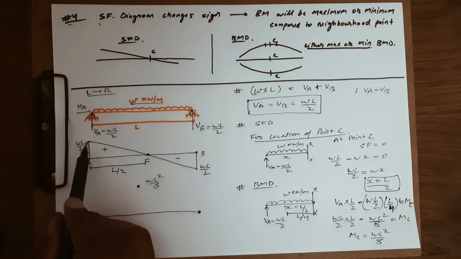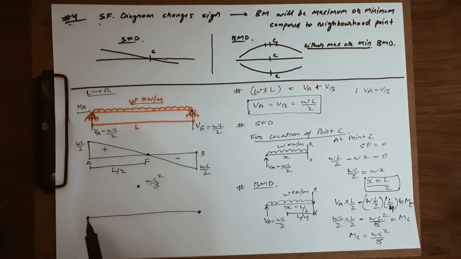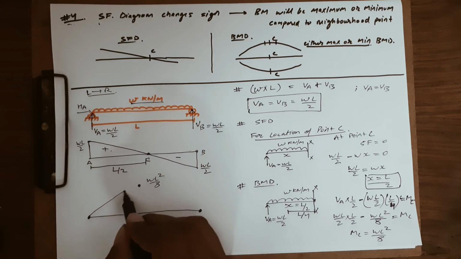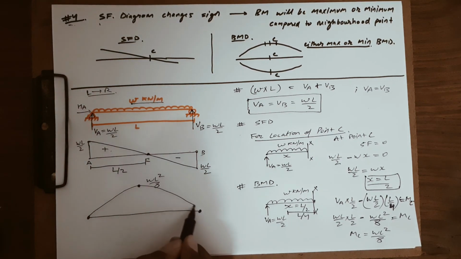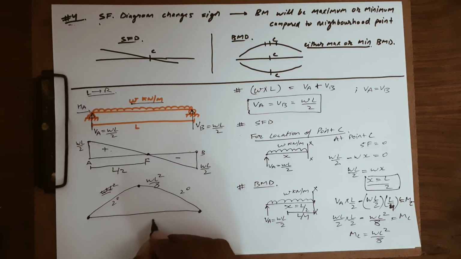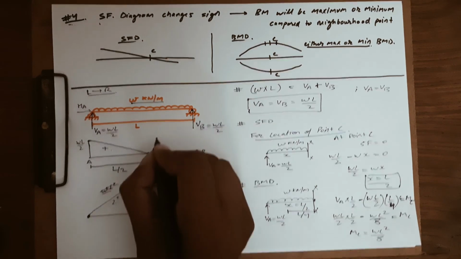Now the shape of the BMD in the case of a UDL is a 2-degree curve. So this will be our 2-degree curve, and we will plot it like this. So this is the BMD and this is the SFD.